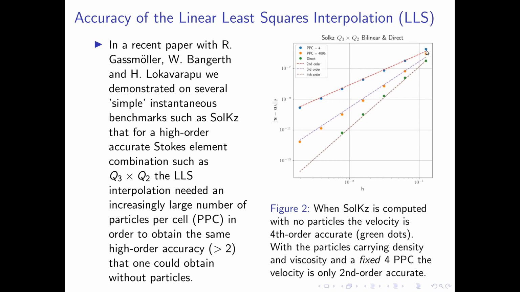If we put the density on the particles and use the linear least squares algorithm, we only get second order accuracy with a fixed number of particles per cell. If we increase the particles per cell as H goes to 0, in this case we just fixed it at 4,096, which is not really practical, we can get up to third order accuracy. And with the Sol CX, we can get up to fourth order accuracy, but the number of particles per cell is just not practical.